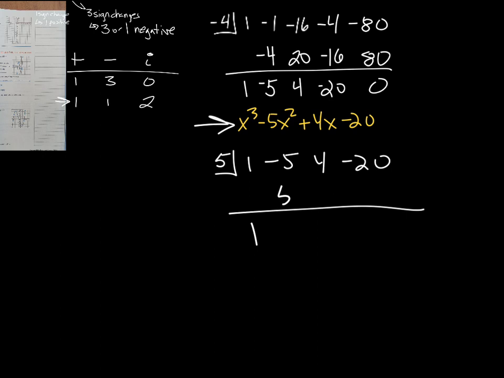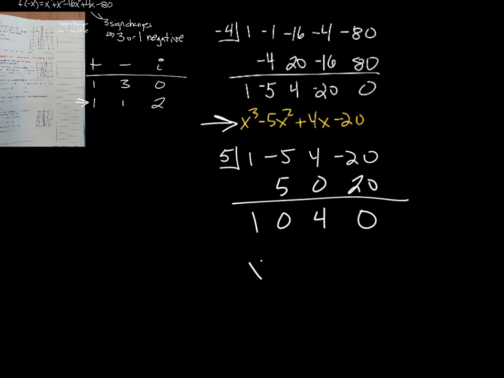5 times 1 is 5, and the other is 0. 5 times 0 is 0, and the other is 4, and 5 times 4 is 20. And then there it is, it's 0. So now we have x squared plus 4.